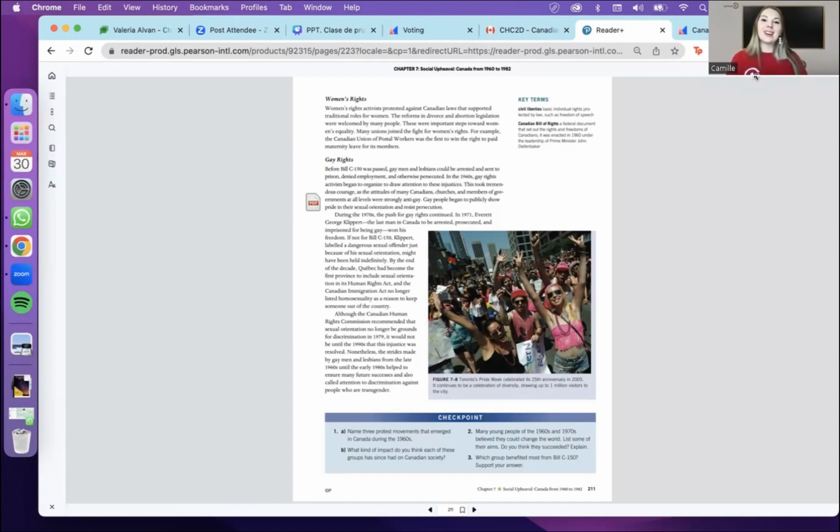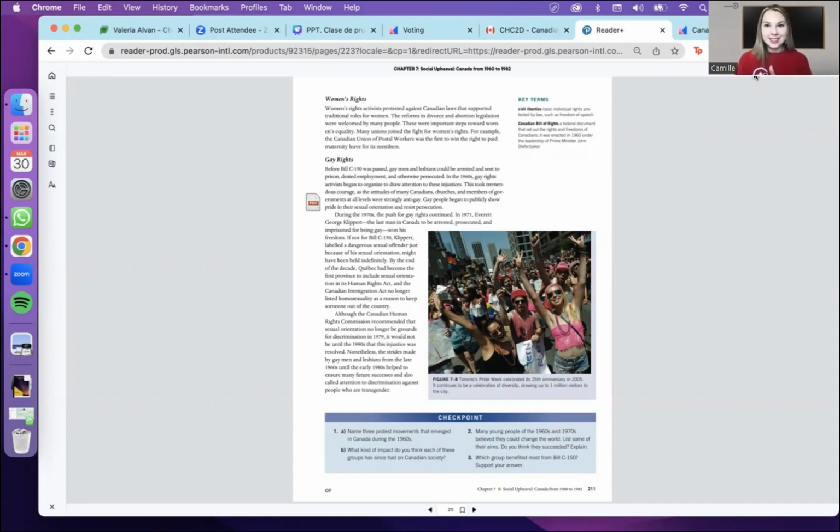Our second important right that we see introduced into Canada, and this is coming not from the Canadian Charter of Rights and Freedoms, but specifically from a bill, so another piece of policy, called Bill C-150. This was a bill that once passed allowed gay men and lesbians to live their lives. Prior to this bill, although not commonly done, it was possible that gay men, lesbians, anyone a part of that LGBTQ+ community could be arrested and sent to prison, denied employment, or just otherwise persecuted.